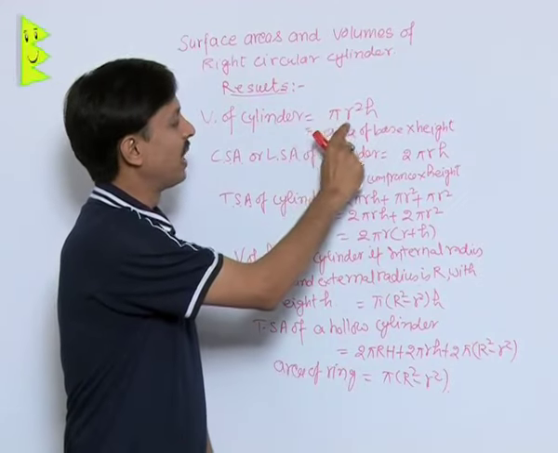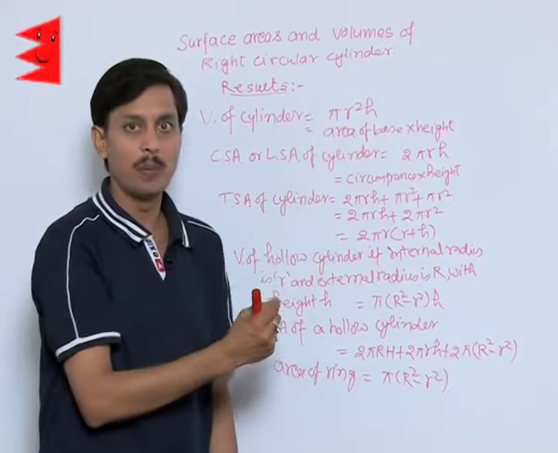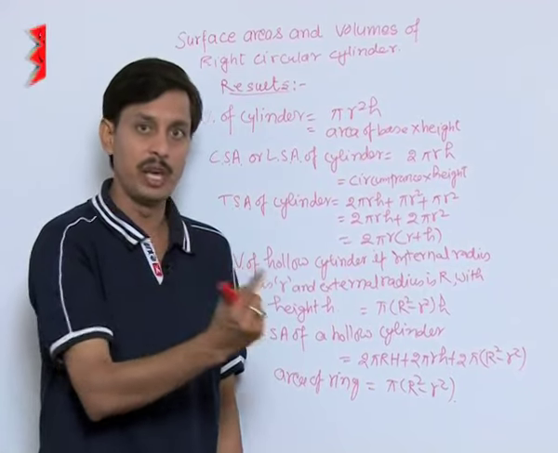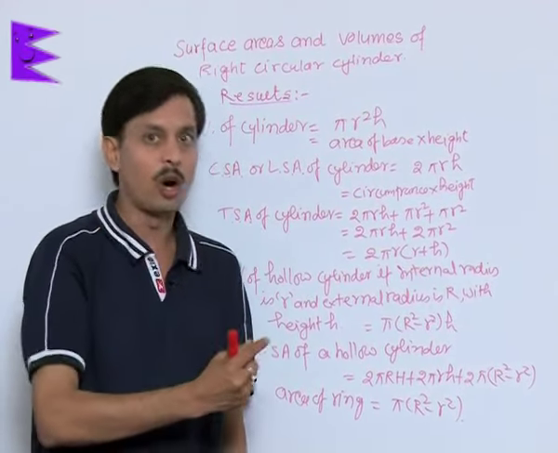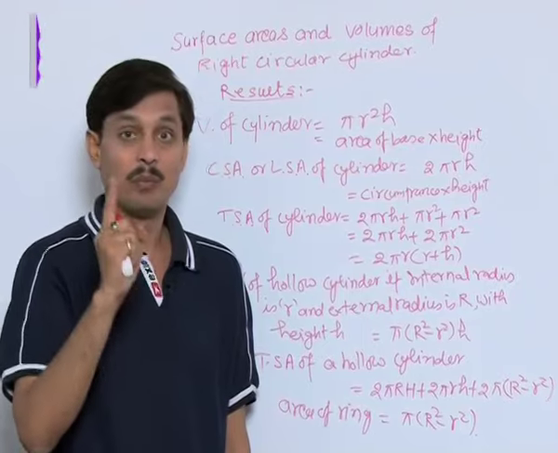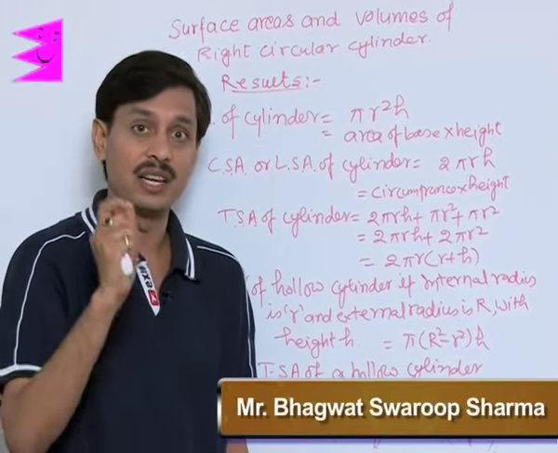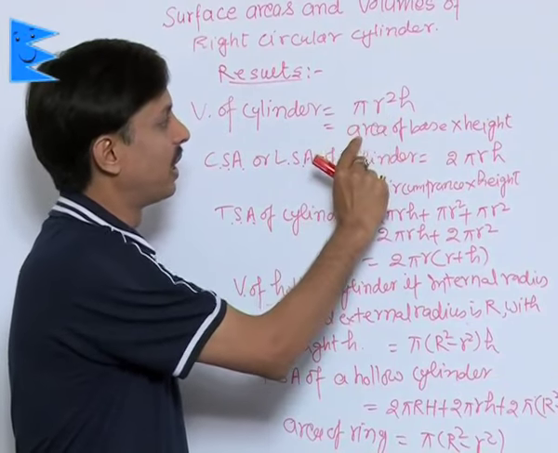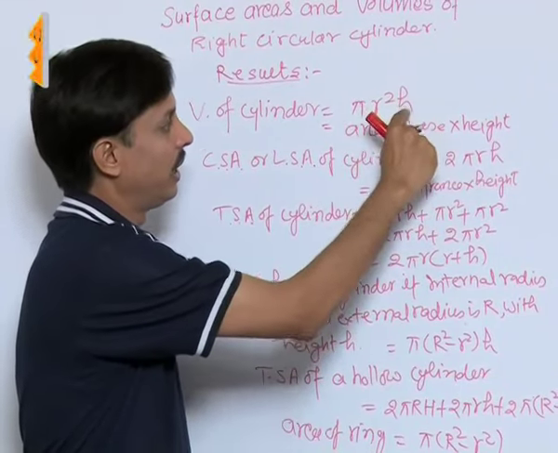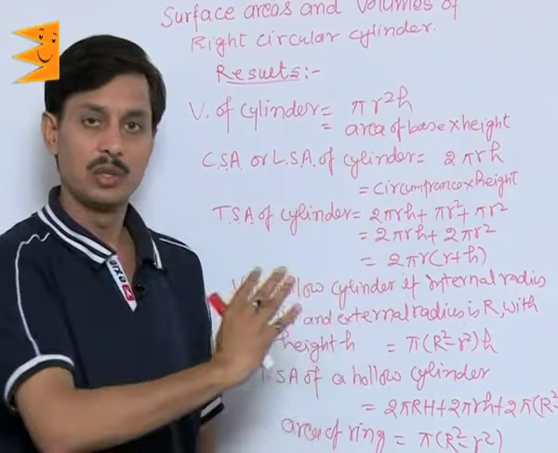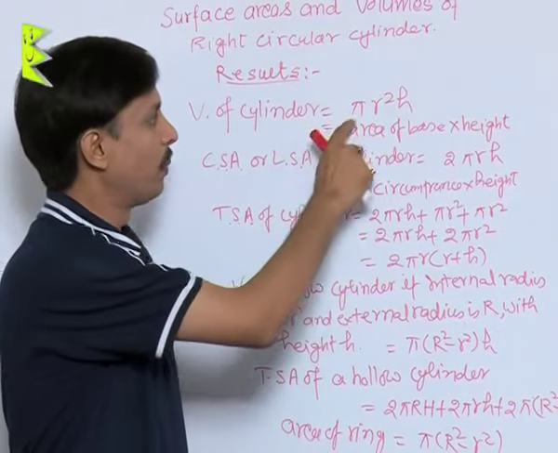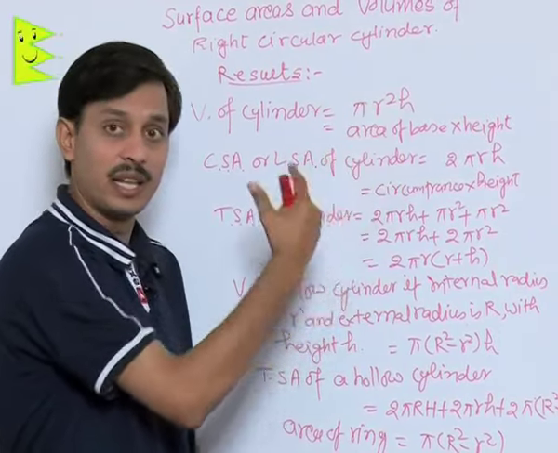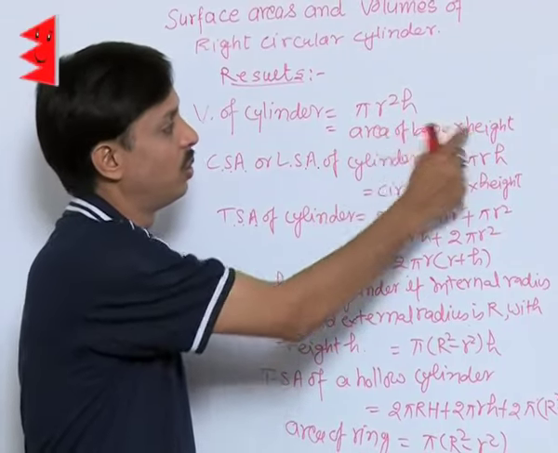As you know, pi r square is the area of base of the cylinder, because the base and top of the cylinder are circles. Both are identical circular ends. That is, pi r square can be written as area of base and h is the height. So there are two results, one pi r square h and another form is area of base into height.